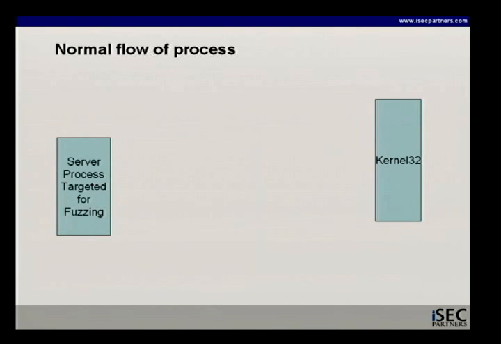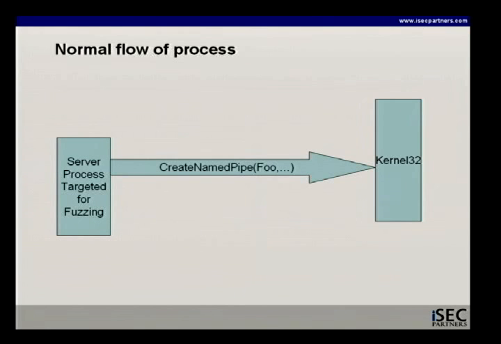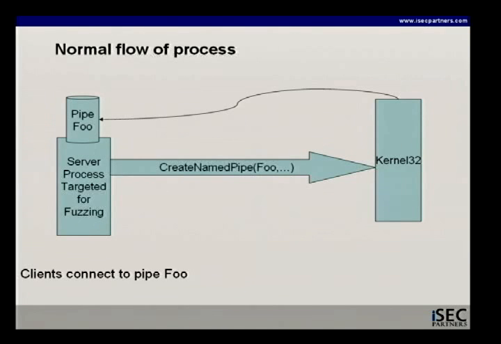So the normal flow is you have a server, and the server wants to create a named pipe to let clients connect up to it. So it says to kernel32, hey, I'd like to create a named pipe. And the pipe's name is foo, and the kernel says, sure, here you go, and it gives it a named pipe. And then the client connects to the pipe, and everyone's happy.